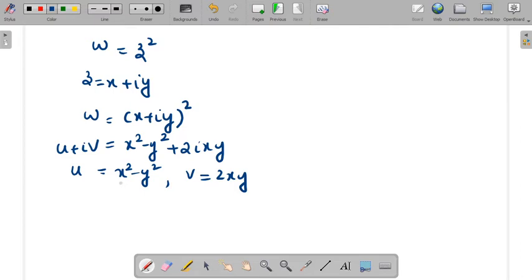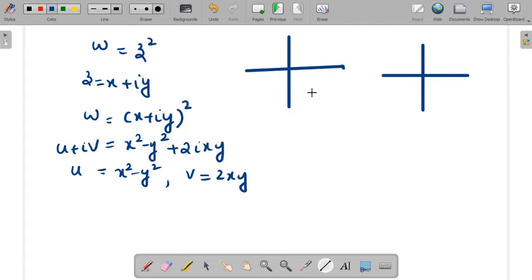So when x and y change, there will be corresponding changes in u and v. So we plot the values of x and y in the z plane and the corresponding values of u and v in the w plane. So we take two planes, one the z plane where we plot the values of x and y, and the other the w plane where we plot the values of u and v. So if you take this, this is not perpendicular when I draw this, assume that they are perpendicular axes.